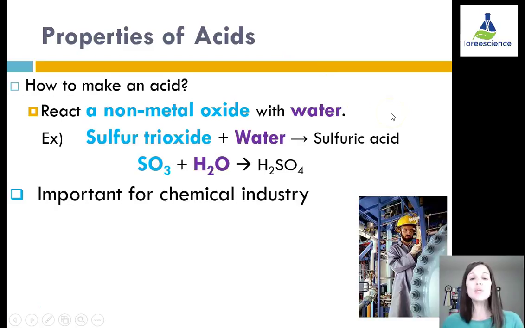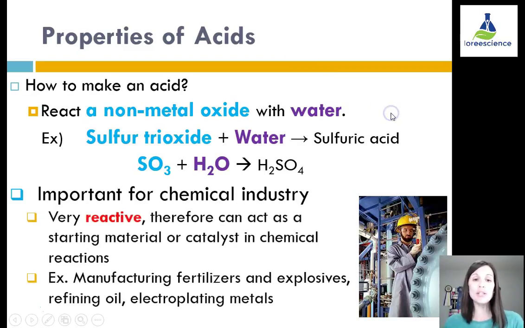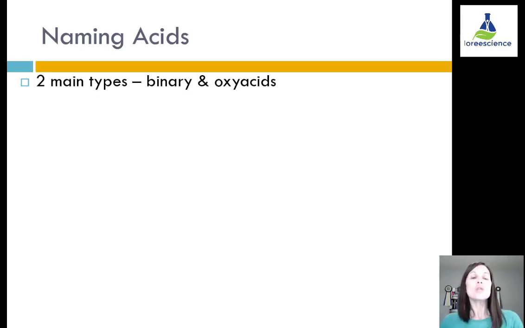In terms of why they're important for the chemical industry, one, they're really reactive. So they're used as a catalyst. They start off a lot of materials. So they're used to get a lot of reactions going. They're also used in fertilizers, explosives, refining oil, and electroplating metals. But a lot of things, if you need a reaction to occur, it's often acids that will get it going.